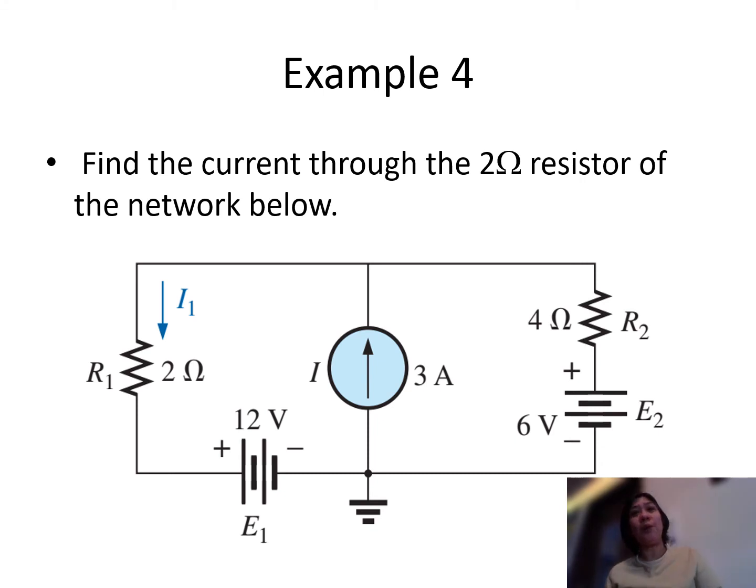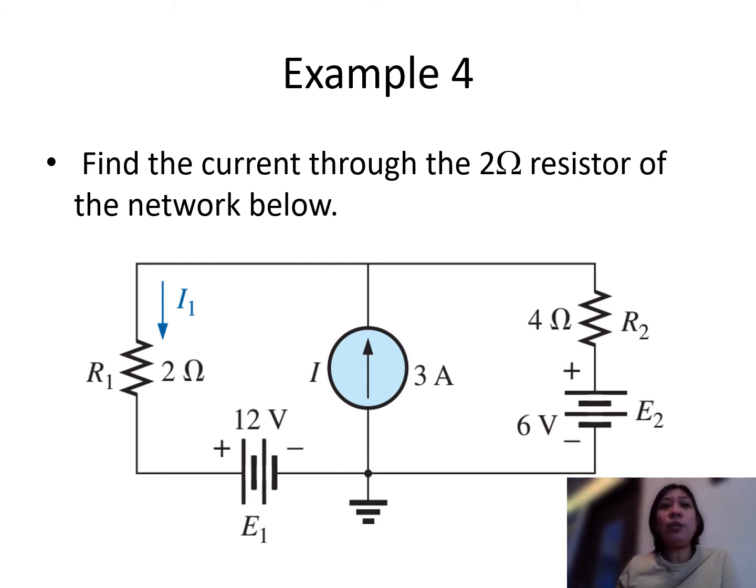Okay, so let us now try to solve this example. Find the current through the 2 ohm resistor of the network below. As you can see, we have 3 sources here: 2 voltage sources and 1 current source. So we have to solve them individually.